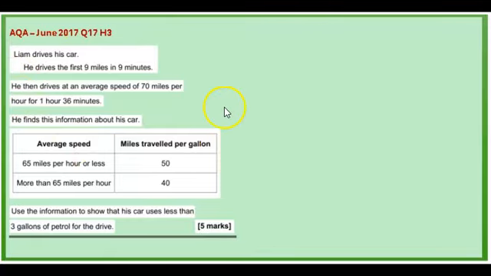so from what we are given here, we see that Liam drives his car in two parts. For the first part of his drive, he goes 9 miles in 9 minutes, and for the second part, he goes 70 miles per hour for 1 hour and 36 minutes. So there are two parts of his drive.